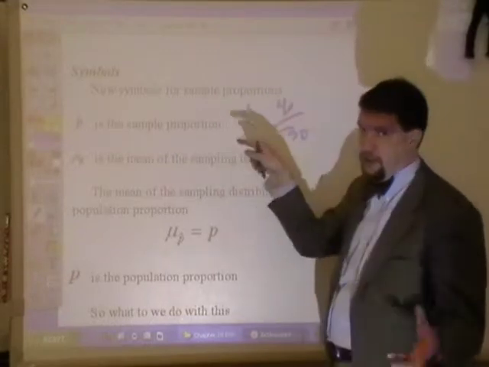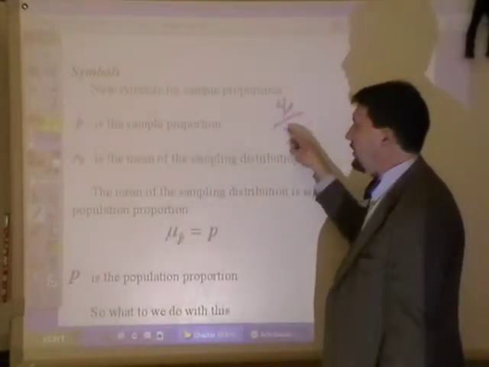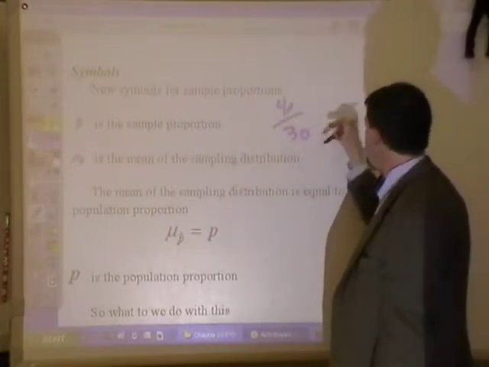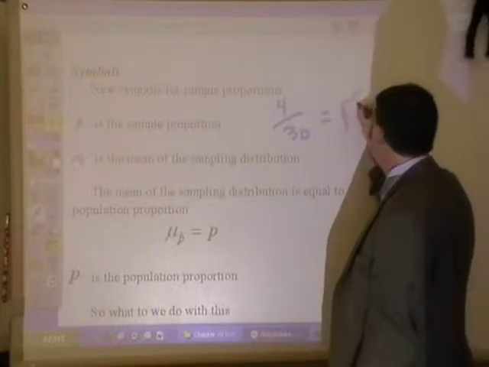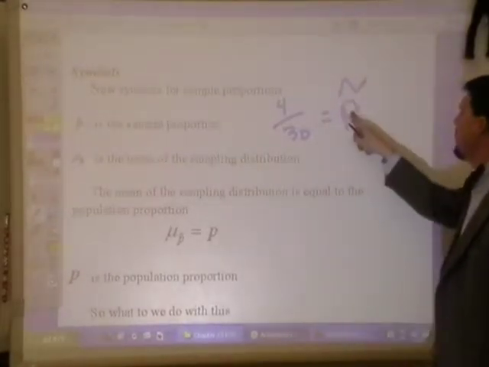And what I could do is create a whole bunch of proportions, 4 out of 30, and then do it again, and again, and I create that distribution, okay? But this right here is my sample proportion. That has a symbol. That symbol is p hat. P hat is my sample proportion.